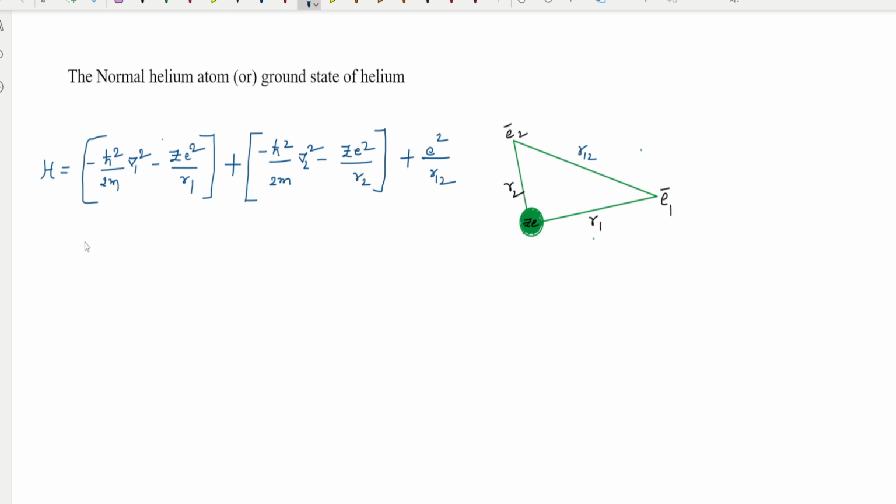Here del 1 and del 2 refer to the coordinates of E1 and E2, I mean the first electron and second electron. The term minus Z e square divided by r1 is the potential energy between electron 1 and the nucleus, and the term minus Z e square divided by r2 is the potential energy between the second electron and the nucleus. Here the important term is e square divided by r12, the electrostatic repulsion between the two electrons.